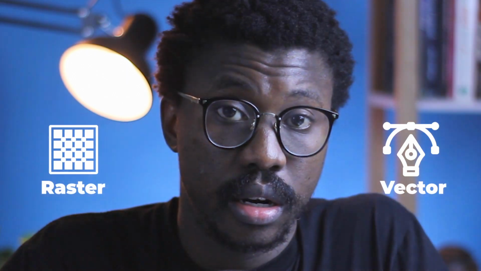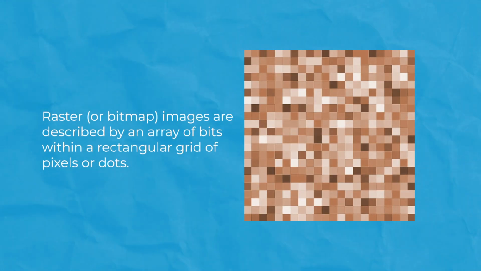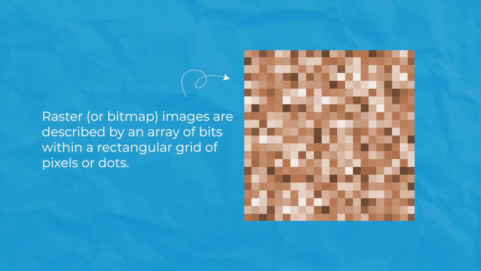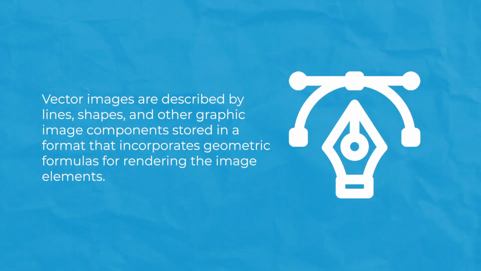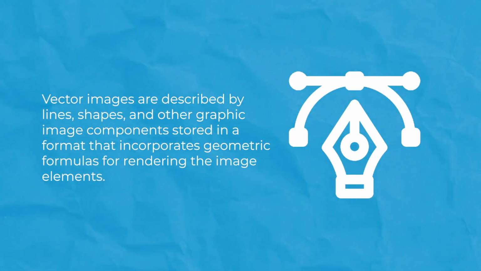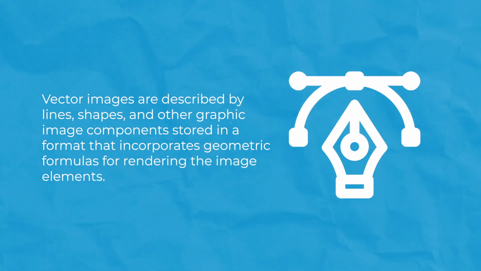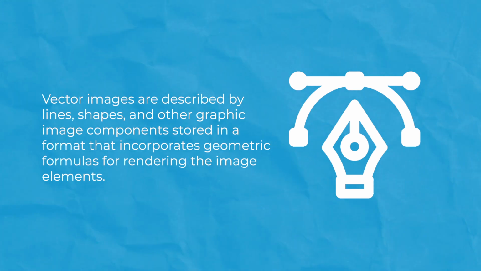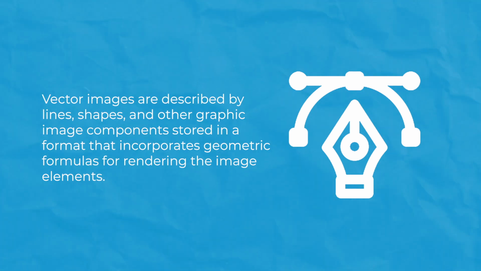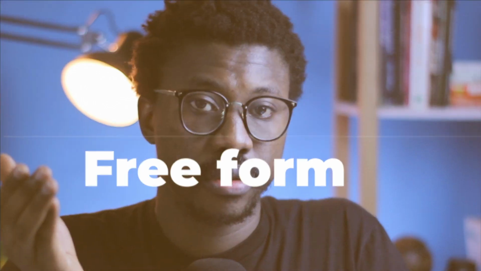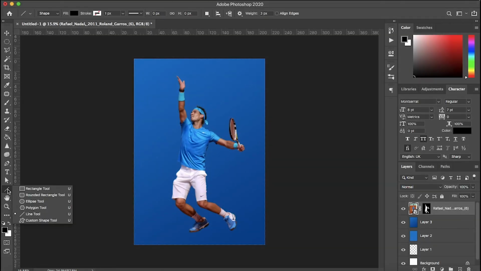There are basically two types of graphic elements you can use in Photoshop. They are raster and vector. Raster or bitmap images are described by an array of bits within a rectangular grid of pixels or dots. On the other hand, vector images are described by lines, shapes, and other graphic image components stored in a format that incorporates geometric formulas for rendering image elements. So Photoshop is bundled with shape tools that will enable you to create any type of shape from geometric shapes to freeform. Head over to the toolbox, click on the shape tool you want and draw by clicking and dragging on your image.